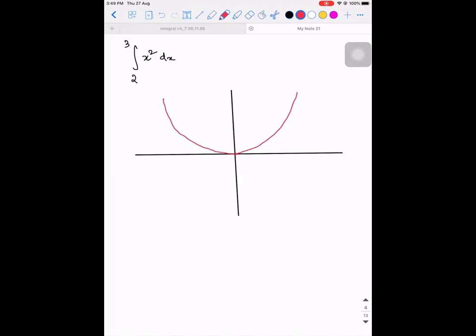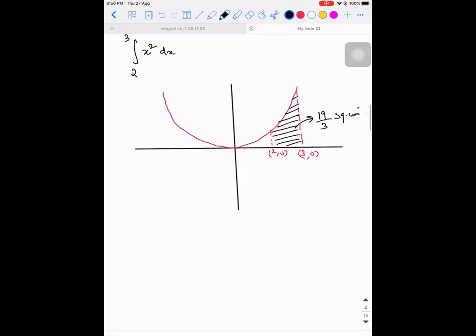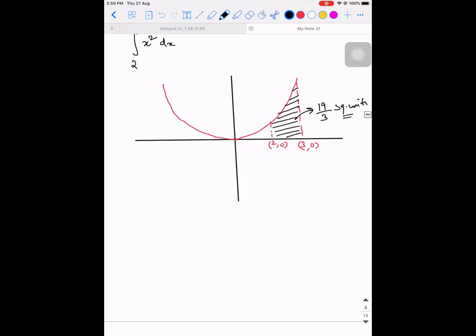So x is equal to 2, let's say it is somewhere over here, and x is equal to 3 is somewhere over here. So this is (2, 0), this is (3, 0). Now, if I try to calculate this particular area, then this area comes out to be how much value? 19 by 3 square units. I'm writing square units because I don't know whether it is centimeter, meter, or whatever it is. So 19 by 3 square units is the required answer.